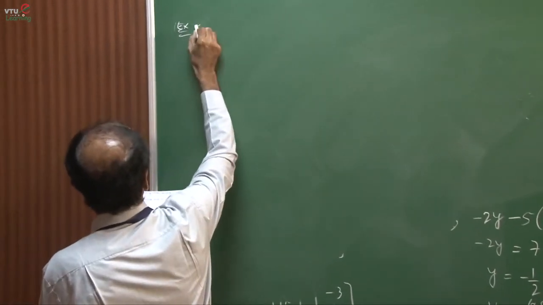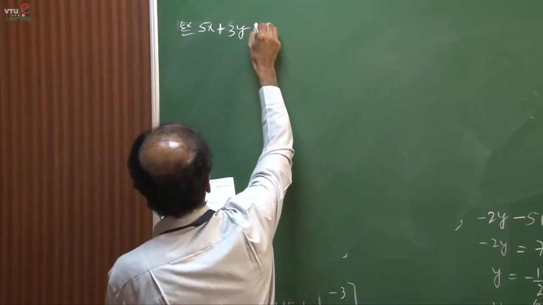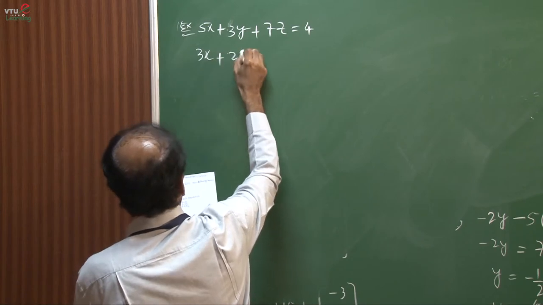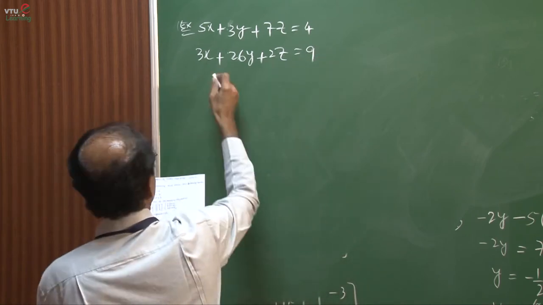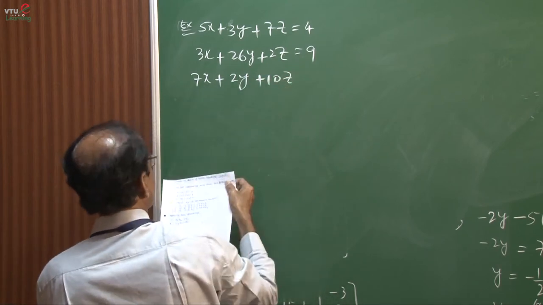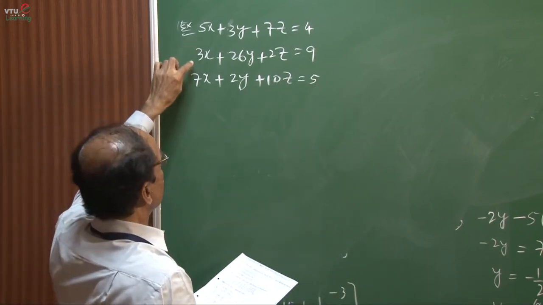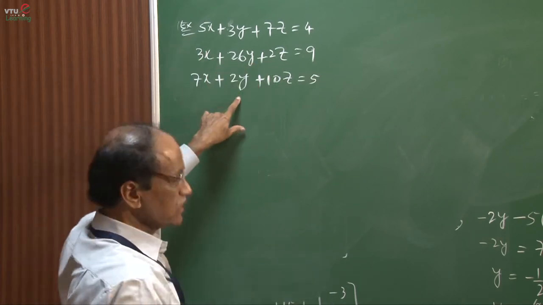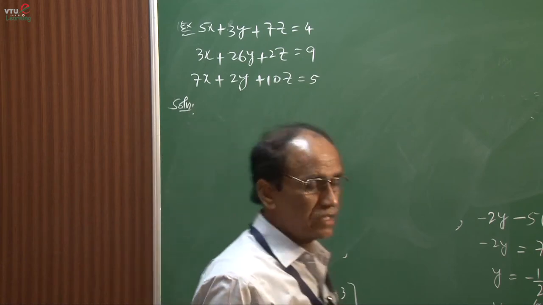5x plus 3y plus 7z is equal to 4, 3x plus 26y plus 2z equal to 9, 7x plus 2y plus 10z equal to 5. 5x plus 3y plus 7z equal to 4, 3x plus 26y plus 2z equal to 9, 7x plus 2y plus 10z is equal to 5. Let us verify how this system is going to give the solution.